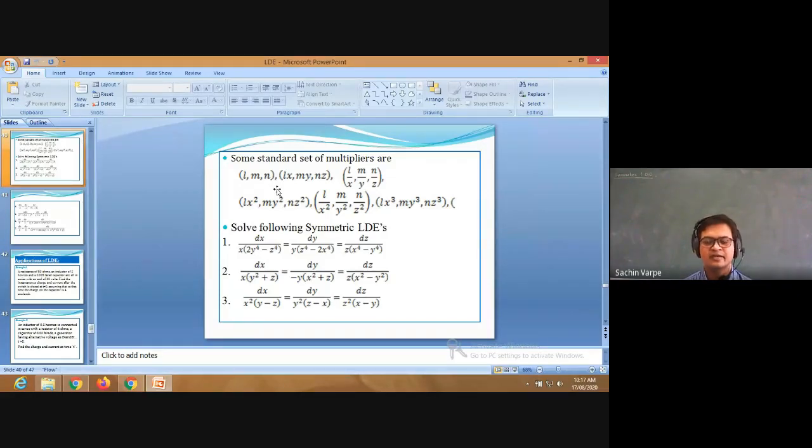So get the solution corresponding to this. I'm trying on the board. I hope the board is visible to you. That is, dx upon x into 2y raised to 4 minus z raised to 4 is equal to dy upon y into z raised to 4 minus 2x raised to 4.